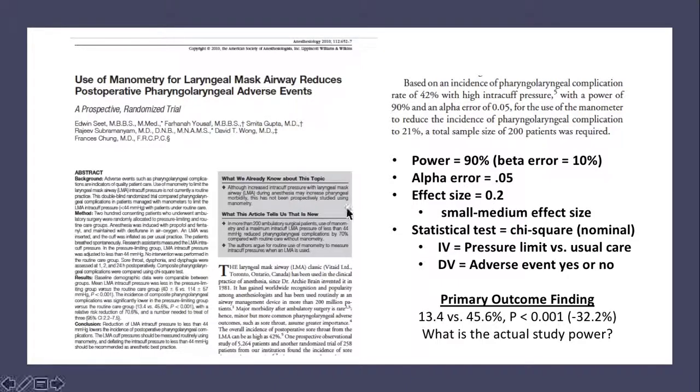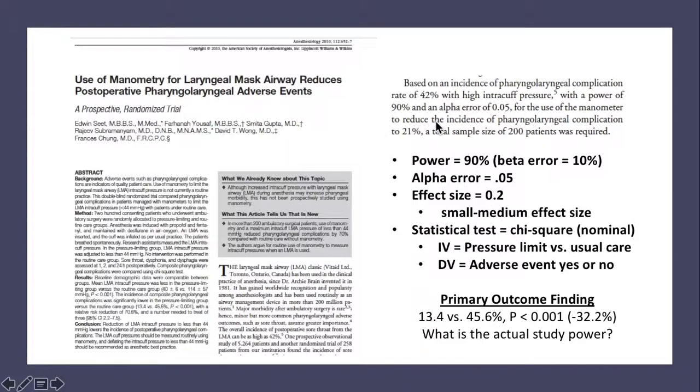And so what I've done is I've pulled in their abstract and then I pasted in the section from their power analysis. So what they said was they were looking at, based on an incidence of these adverse airway complication rate of 42% with high intracuff pressure, meaning it was beyond manufacturer recommendations, and they went with a power of 90%. So this is the first time we're seeing a higher power level. So their beta error is only 10%. And they went with an alpha level or a p-value of 0.05.